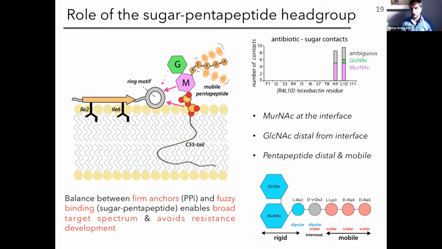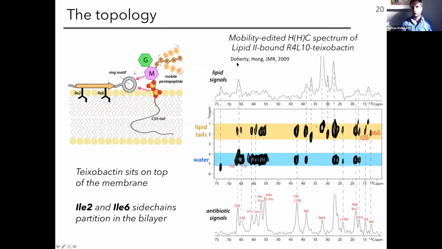Now, the last thing that we needed to understand to determine the complex structure was the membrane topology. Therefore, we used an old trick, the so-called mobility-edited experiment, where we transfer magnetization from lipid tails and water to tioxibactin, and thereby we can determine at the residue level which residues reside in the water and which residues reside in the membrane. And you see that most residues of tioxibactin talk to both the water and the membrane. That's typical for a compound that sits at the water membrane interface. There are only two exceptions. These are here isoleucine 2, isoleucine 6. These long hydrophobic side chains only talk to the lipids because they are partitioned into the membrane. Thereby, we know the membrane topology and we can determine the structure.